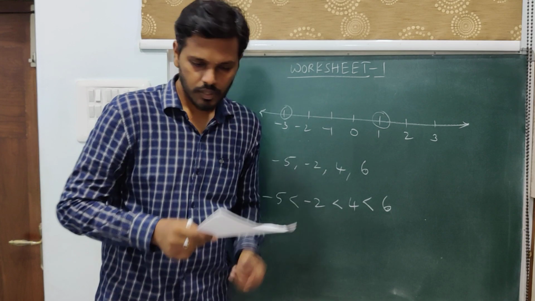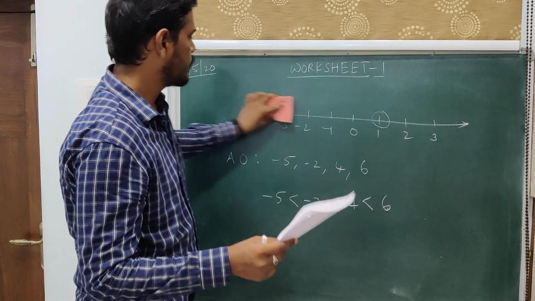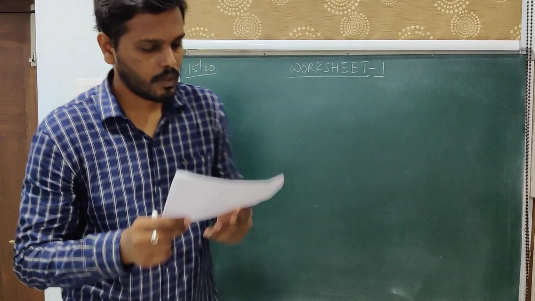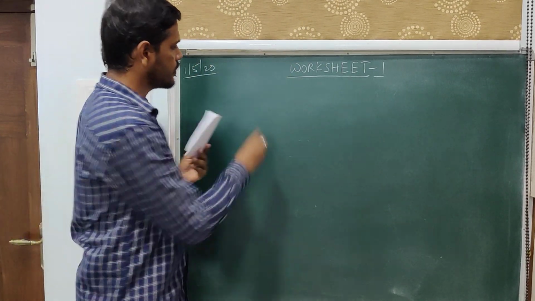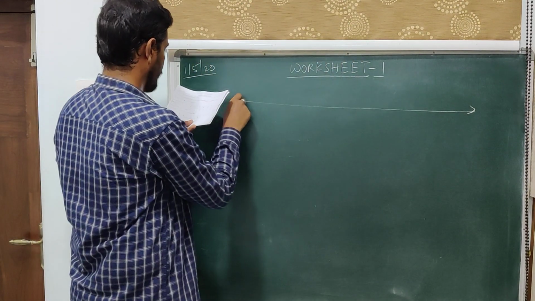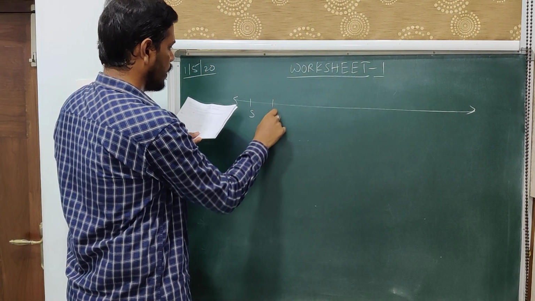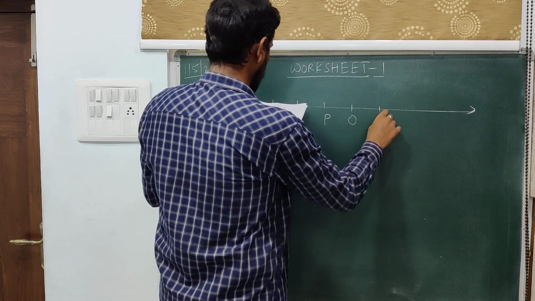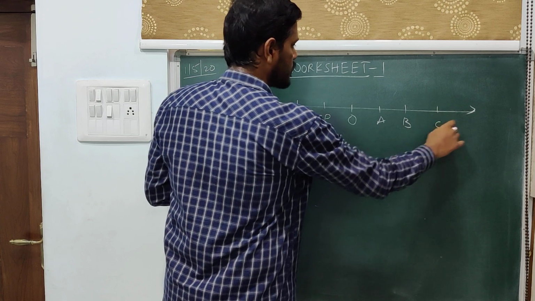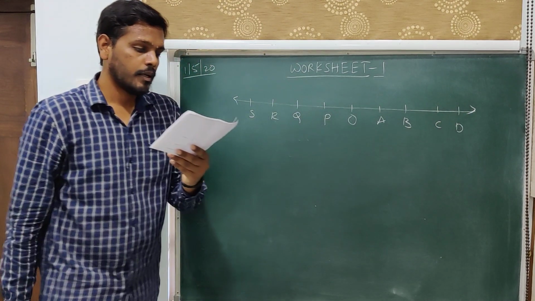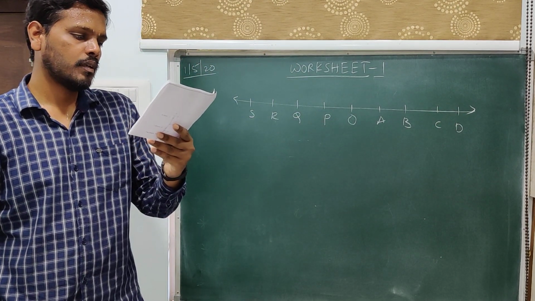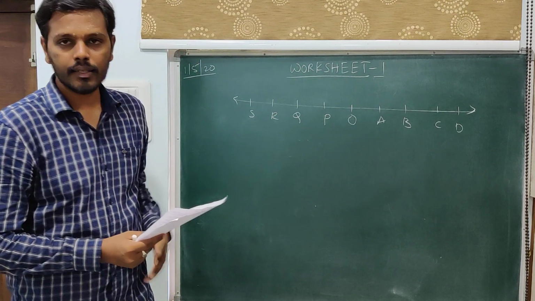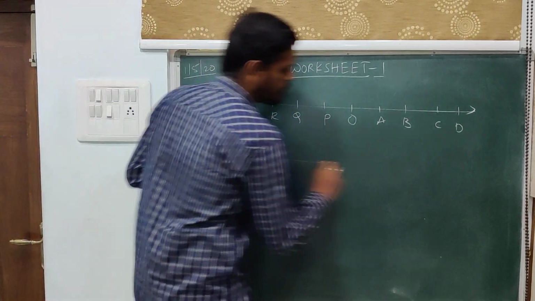Next. Well, the eighth question is a bit logical. Look into that. You are given a number line. So this is your number line. So we have S, R, Q, P, O, A, B, C, D. Now you need to compare the difference between P and S and A and R. Now before I get into the problem, I will take a similar kind of problem with numericals. That will be much easier for you.